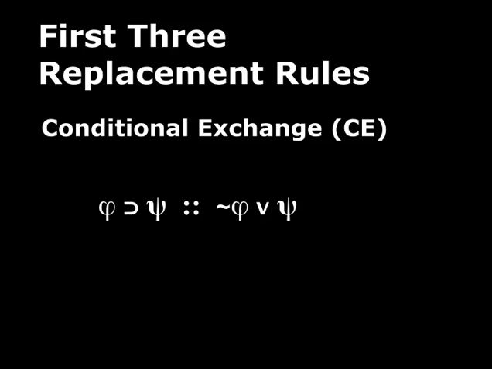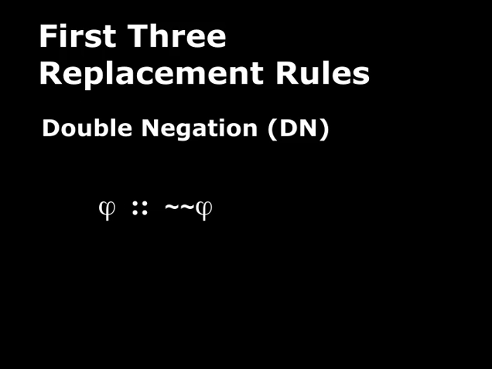Okay, let's see the next rule. Double negation. This one is extremely intuitive. You can change phi into not not phi and vice versa. Basically what this rule says is that you can add and subtract tildes as long as you do it in pairs. You can add 2 or subtract 2. You can't add 1 or subtract 1.